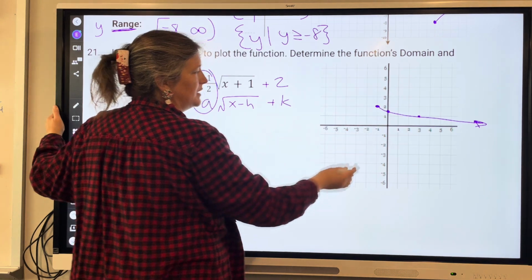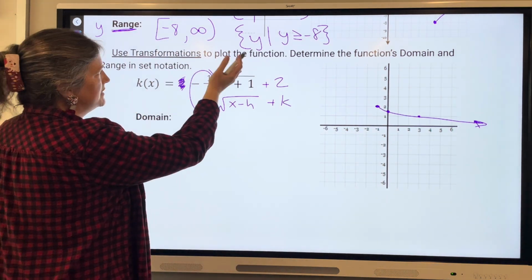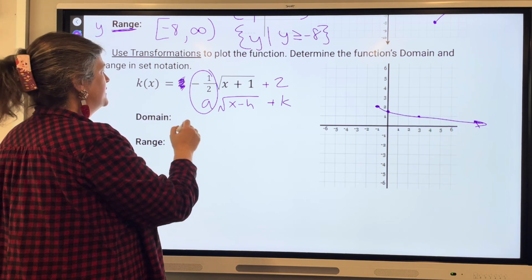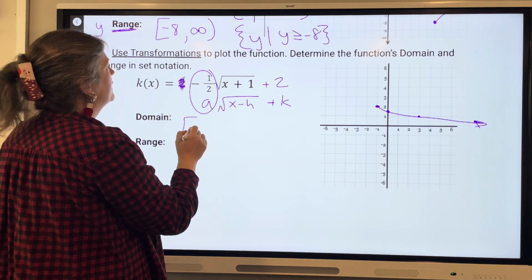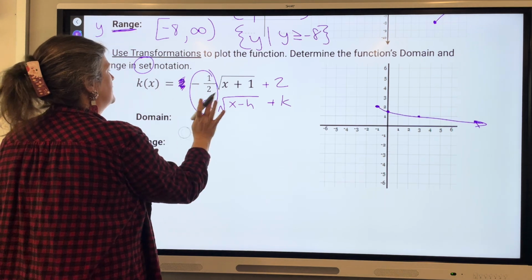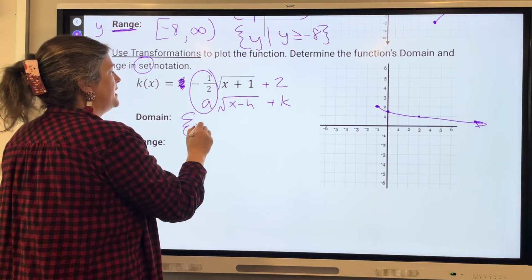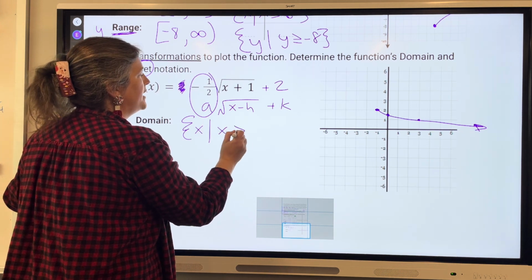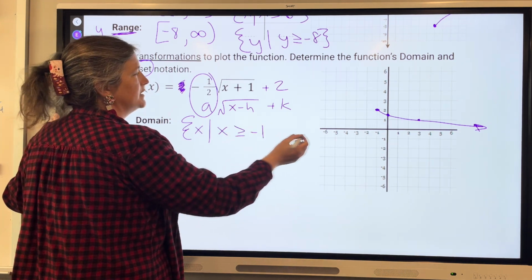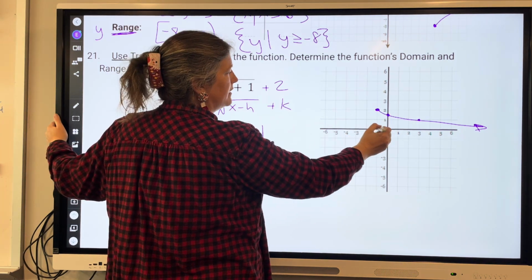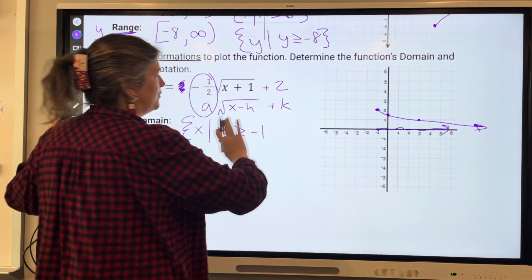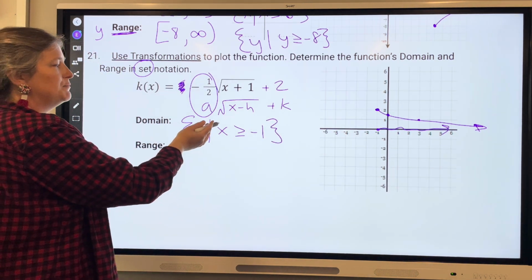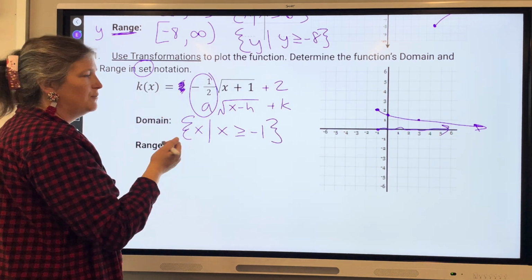In any case, the domain and range are not particularly tricky. I didn't even have to think about that 1/2 that hard, although it did say to plot the function, so I kind of did. But my domain is going to start at -1. Set notation, oops. My domain is going to be all x's such that x is greater than or equal to -1, because I'm happy for it to be -1, and I'm happy for it to go all the way forever to infinity. But I don't include infinity in my set notation because it's implied that if it's greater than -1, it'll go all the way.